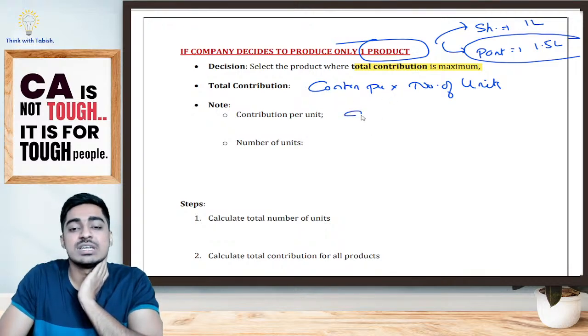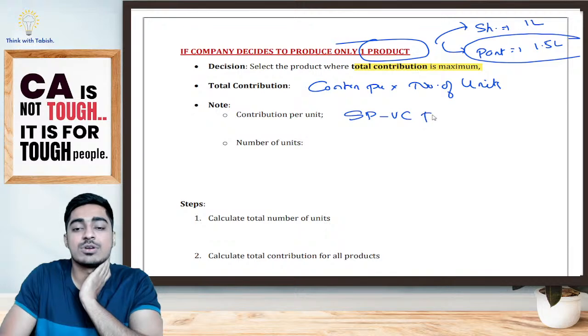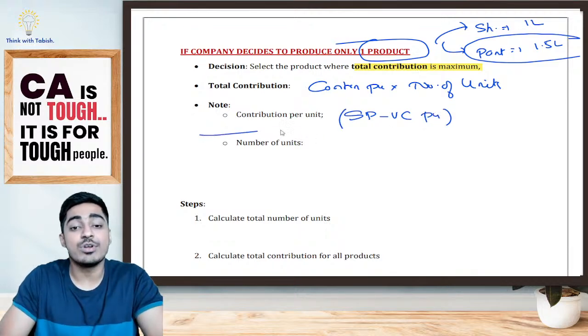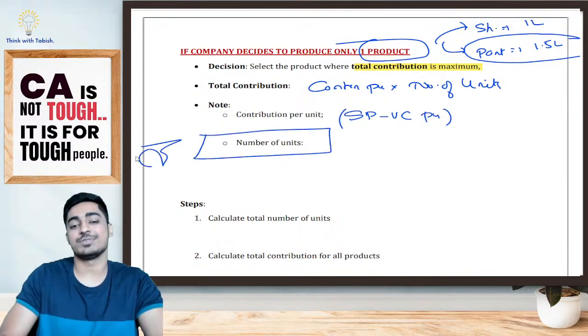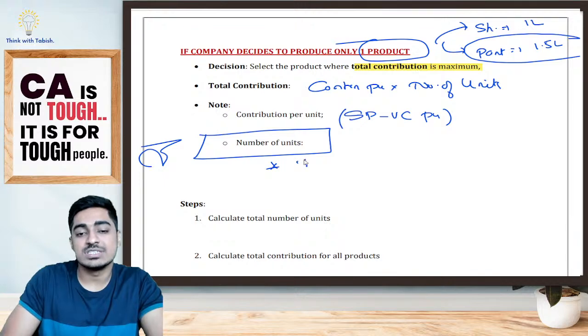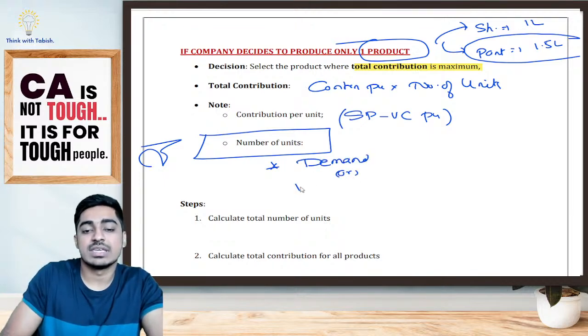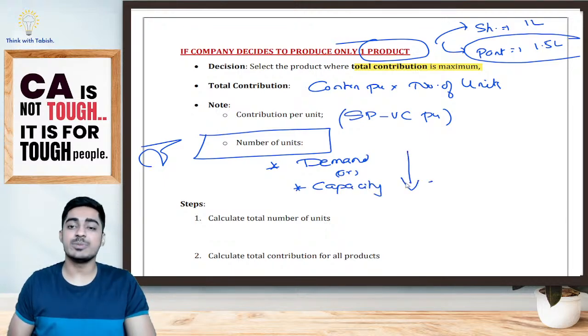Contribution per unit, what is it? It is selling price minus variable cost per unit. Number of units, how do we get the number of units? It is number of units demanded or capacity, whichever is lower.